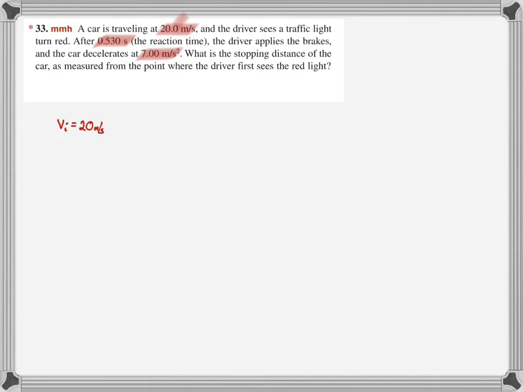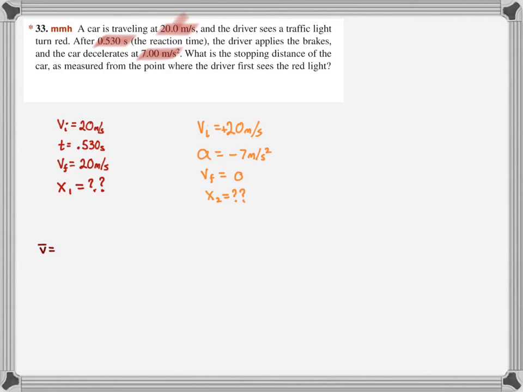We have the first one where he has an initial velocity of 20 meters per second, and after 0.530 seconds he applies the brakes. So for those first 0.530 seconds he's going at a constant rate of 20 meters per second. And then after that, he hits the brakes and he just starts decelerating at an average rate of 7 meters per second squared till he comes to rest. And the question is asking us to find what the total distance is that he travels.